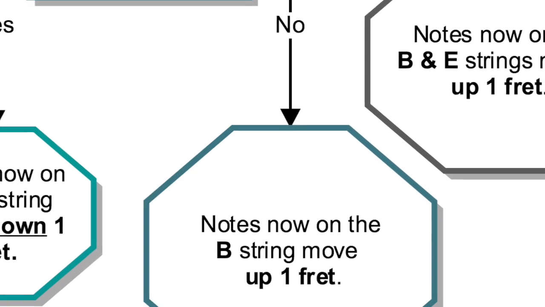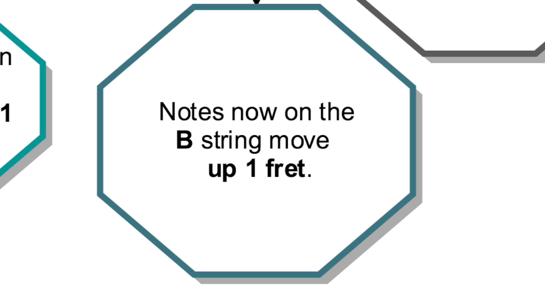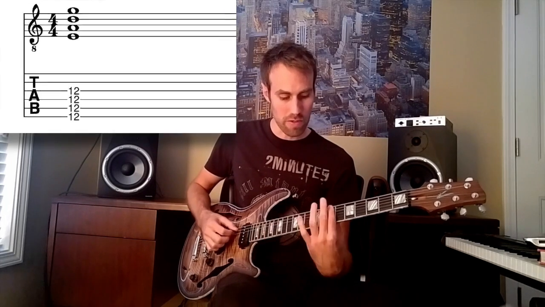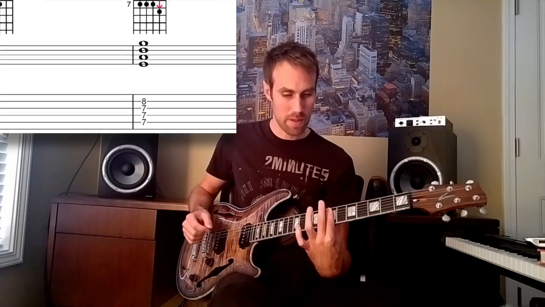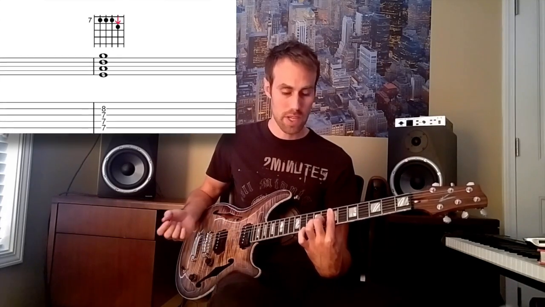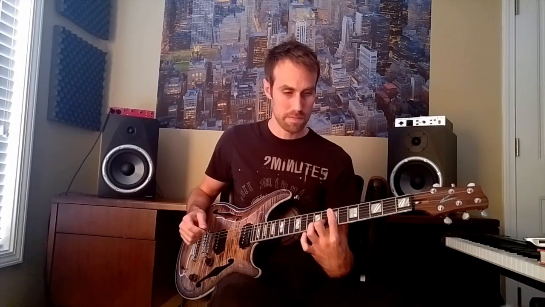So any note that's on the B string is going to be played one fret higher. So we take this pattern, we move it up, move the B string note up one fret. And there you go. So that's how that works. It seems like a lot to answer, but once you do it a few times, you just go through the questions really quick.